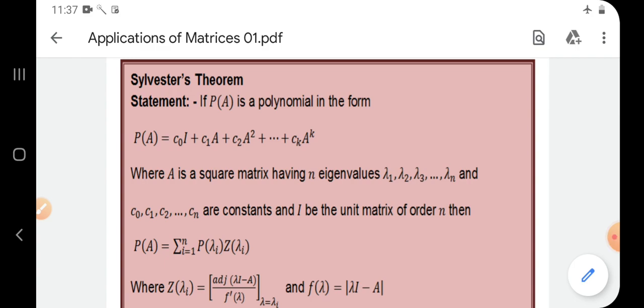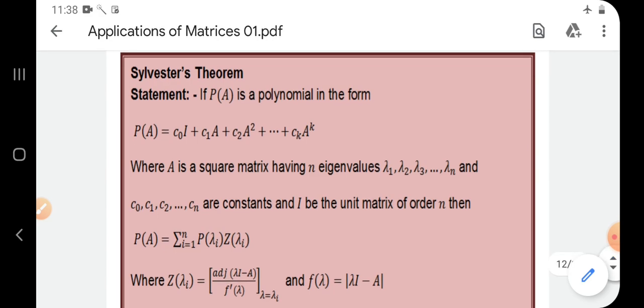My dear students of first year, today we will see Sylvester theorem, one of the applications of matrix. So let us see the statement of Sylvester theorem.